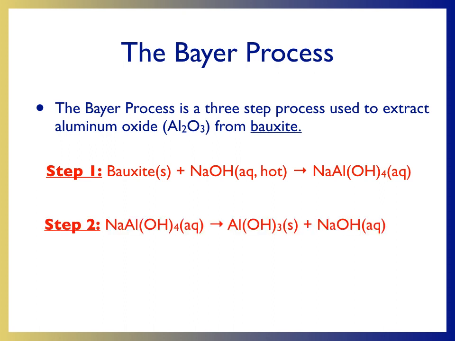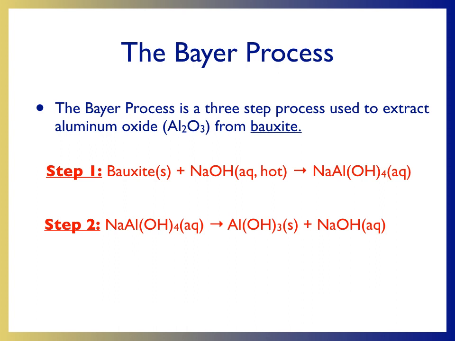The second step is to allow that solution to cool down. When this occurs, the sodium aluminum hydroxide decomposes into aluminum hydroxide solid and NaOH. Now all of the bauxite is converted into aluminum hydroxide solid.